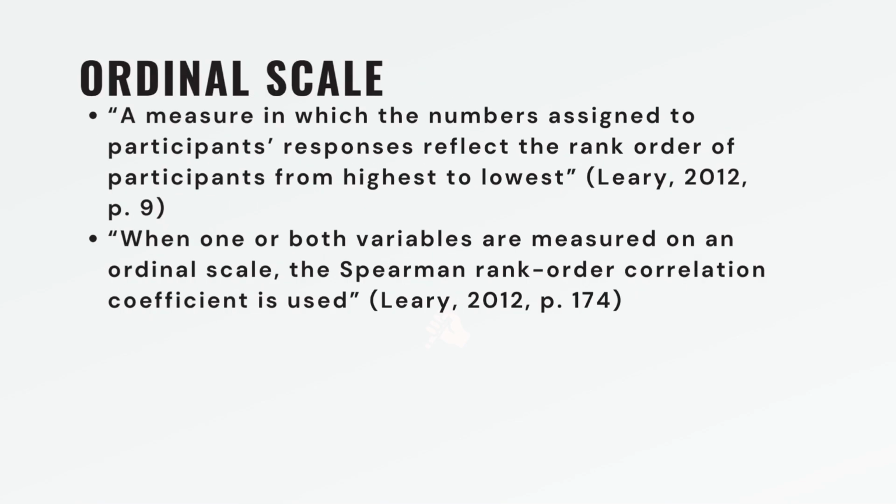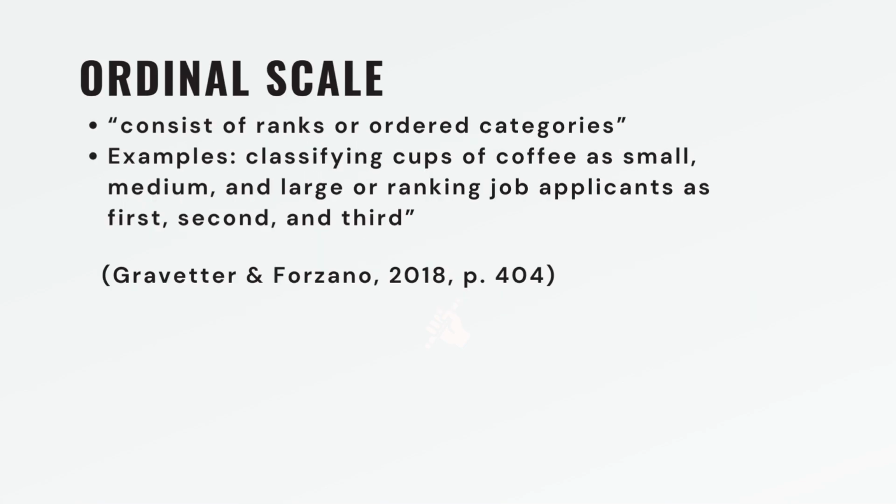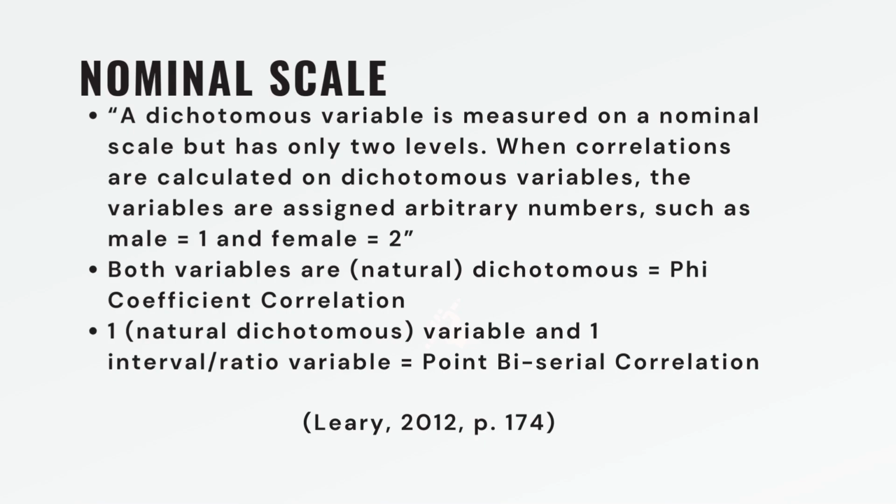According to Leary, an ordinal scale is a measure in which the numbers assigned to participants' responses reflect the rank order of participants from highest to lowest. He also stated that when one or both variables are measured on an ordinal scale, in which the numbers reflect the rank ordering of participants on some attribute, the Spearman rank order correlation coefficient is used. Meanwhile, Graziano and Raulin reported that it consists of ranks or ordered categories. Their examples include classifying cups of coffee as small, medium, and large, or ranking job applicants as first, second, and third. Third is the nominal scale.